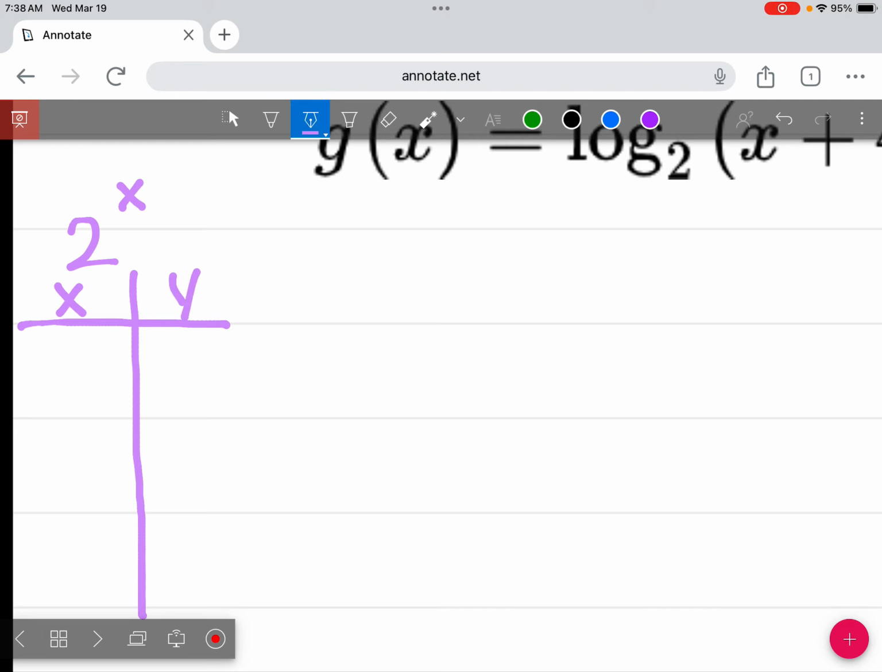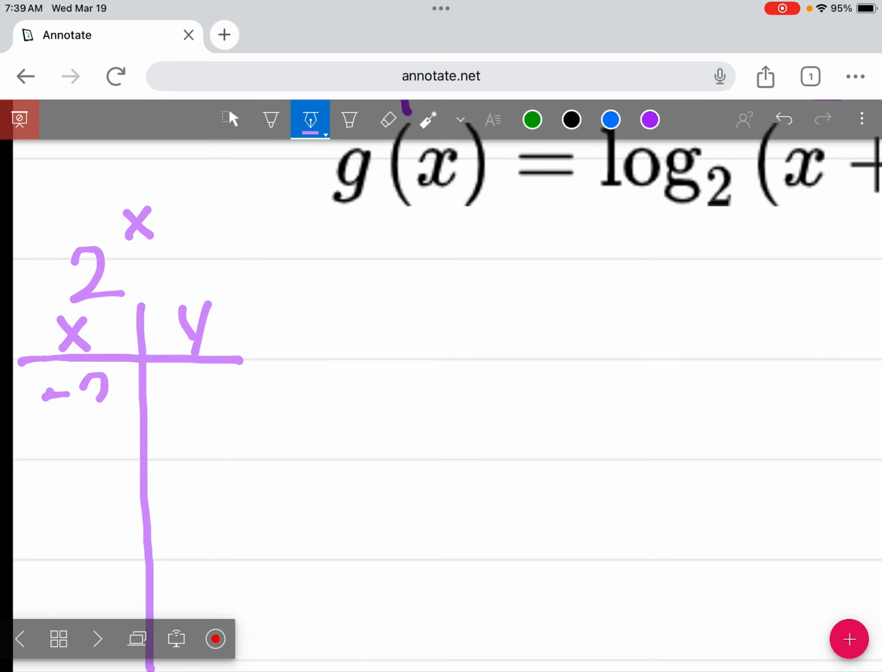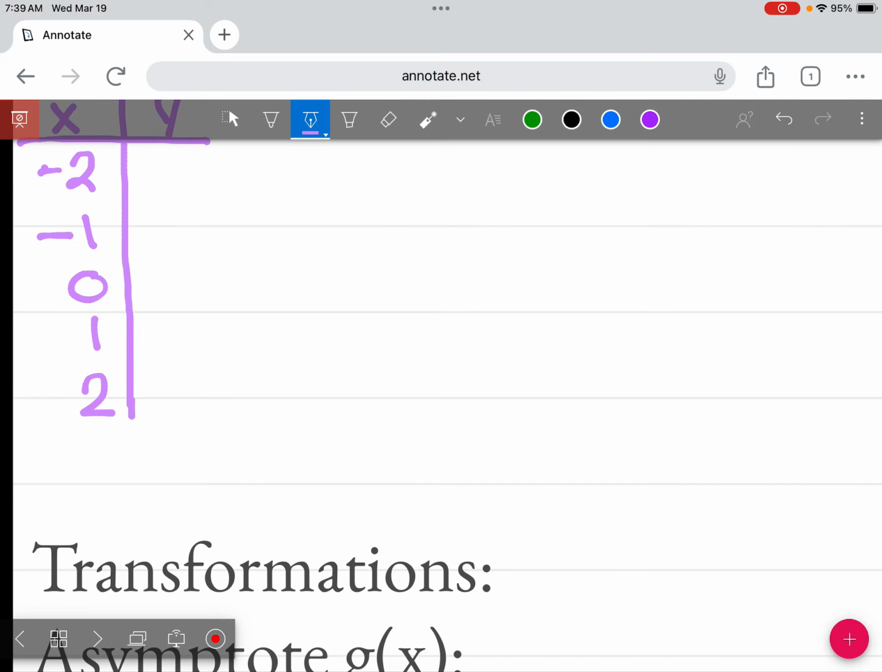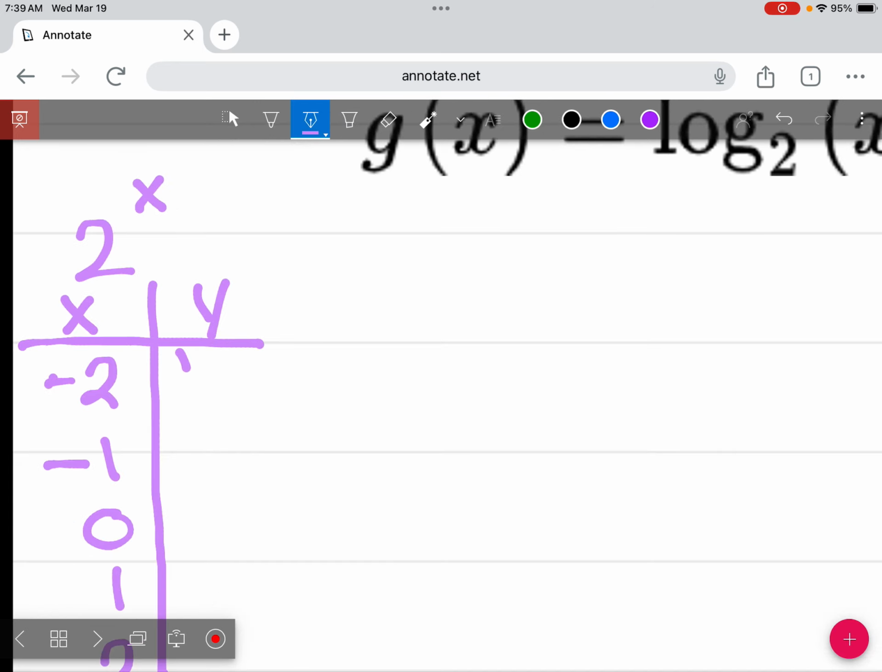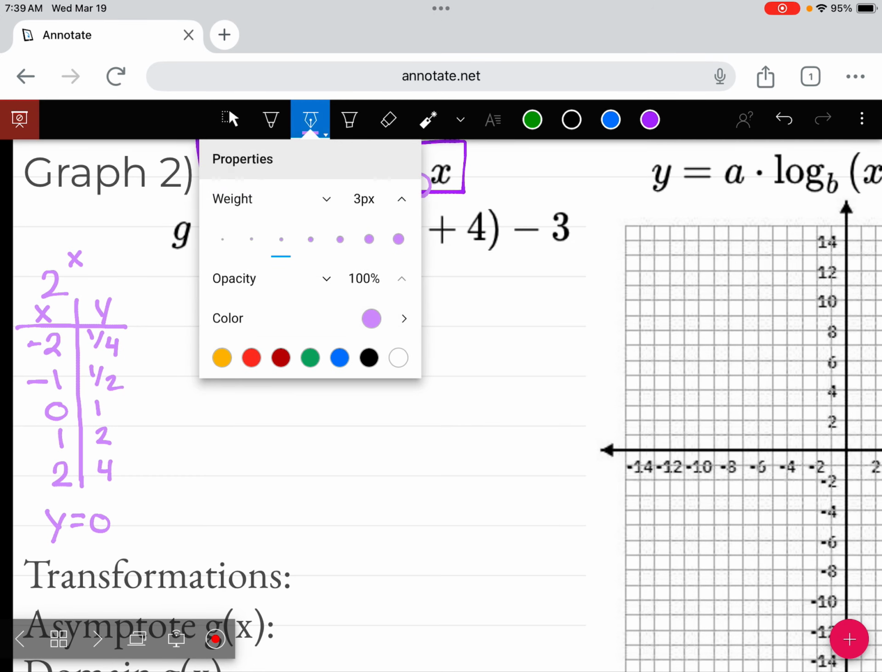We're picking our x's to find our y's. So with our exponentials, that's when we usually use our -2, -1, 0, 1, and 2. And they have their asymptote at y equals 0. What y values do we get for the 2 to the x exponential function? 1/4, 1/2, 1, 2, and 4. Rock on, Marley.